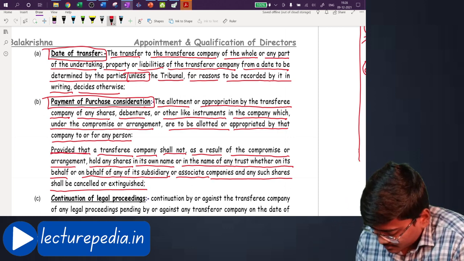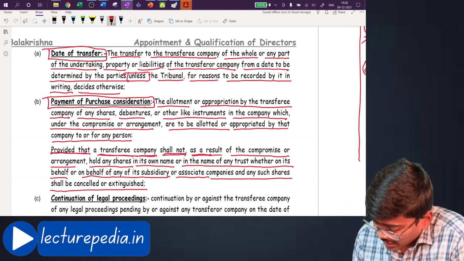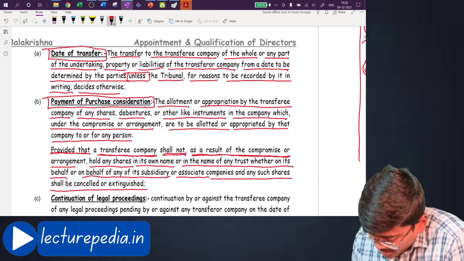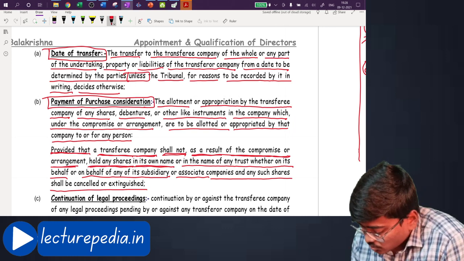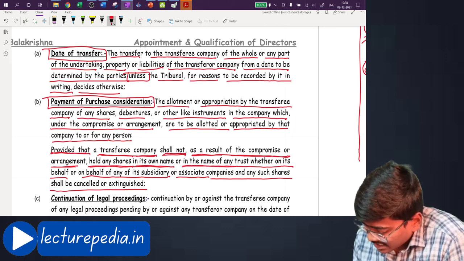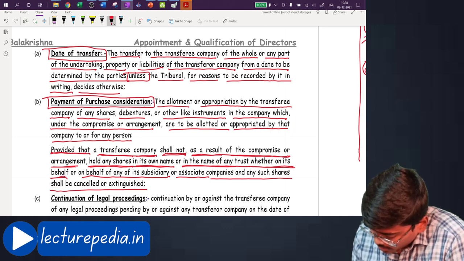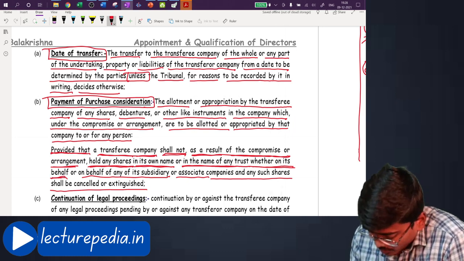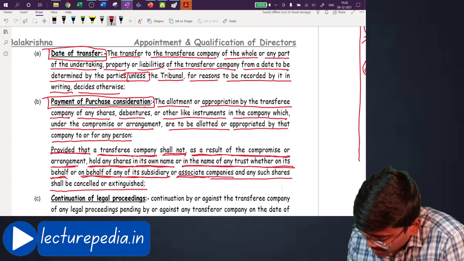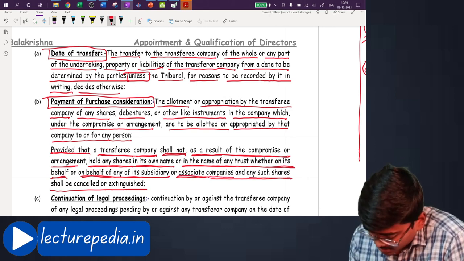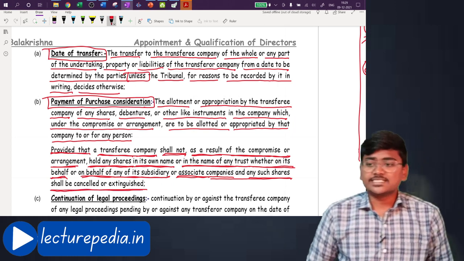Provided that the transferee company shall not, as a result of compromise or arrangement, hold any shares in its own name or in the name of any trust, whether on its behalf or on behalf of any of its subsidiary or associate companies, and any such shares shall be cancelled. What does this point mean?